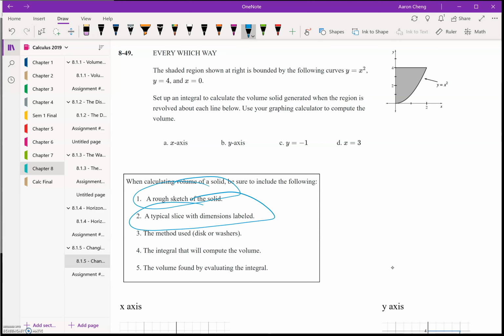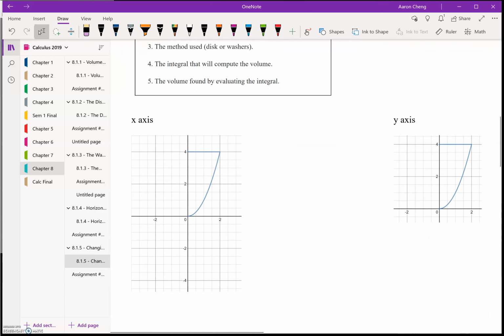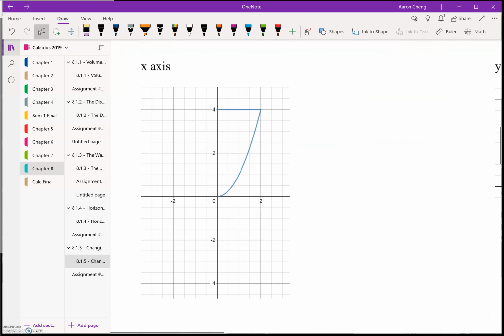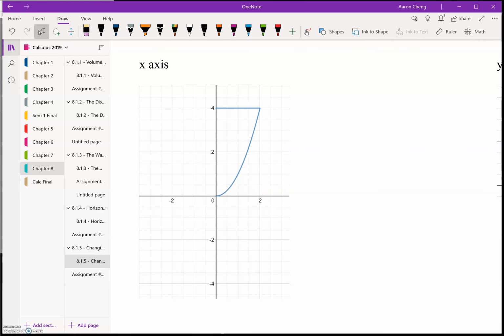We're going to talk about what the slice is. We're going to either do disks or washers. We're going to write an integral, and then we're going to evaluate the integral. So this first one here, we're going to rotate around the x-axis. Now let's go ahead and draw that.